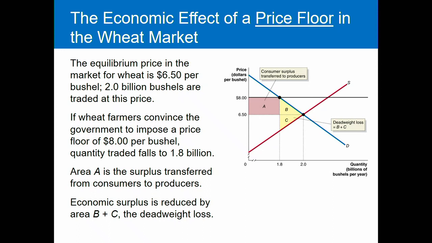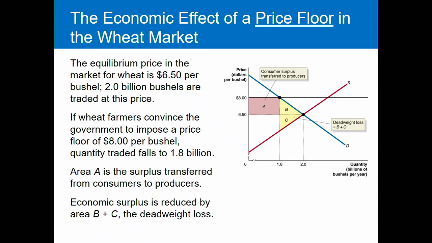But at the same time, at the price of $8, farms are willing to produce until the marginal cost of production equals $8, this new price. So where that $8 crosses the supply curve, way over here, it's going to be about 2.2 billion bushels of wheat per year. Again, because they see that they can get $8 for each bushel of wheat, they're going to produce until it costs them $8 to make it.